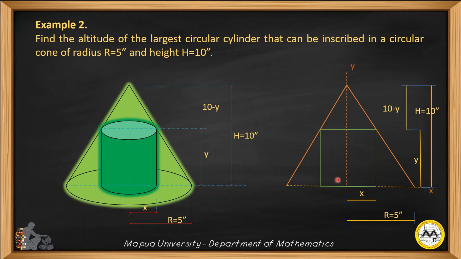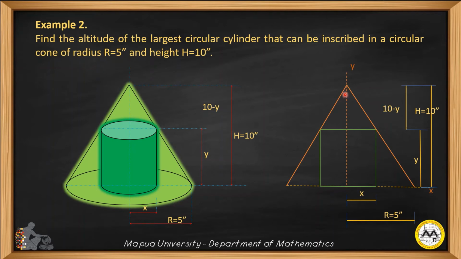And then you can easily verify that the dimensions that we have reflected here are the same as those that are given in the earlier figure. Okay, and it is easier to work on the relationship of x and y using this figure here, considering that in this figure we take note of triangles that are similar. Okay, this big right triangle here, with base radius of 5 and height of 10, is similar to this small one here.